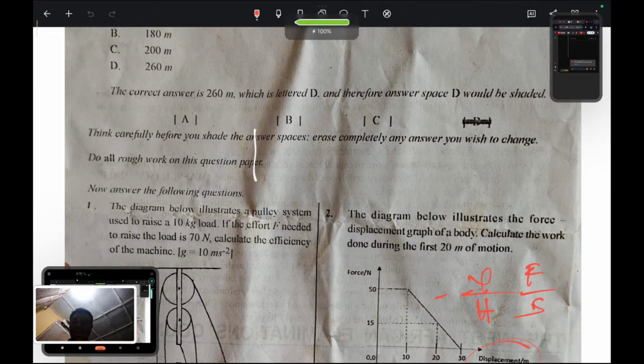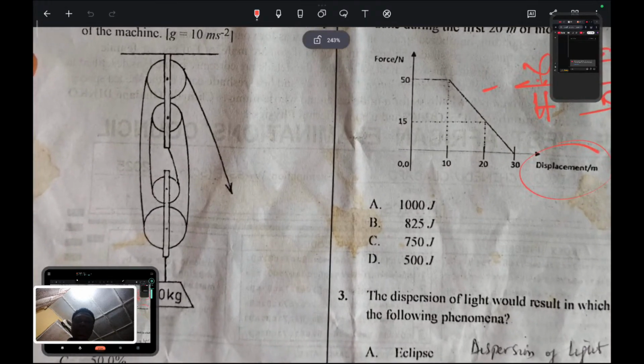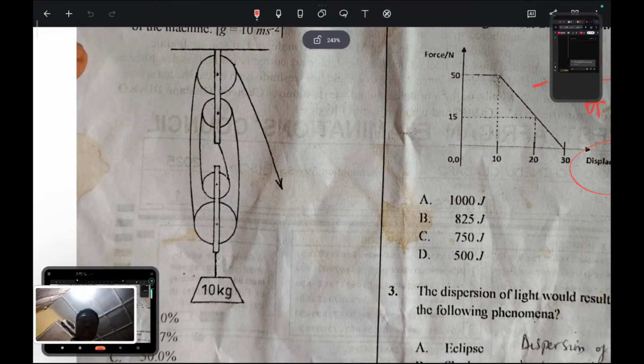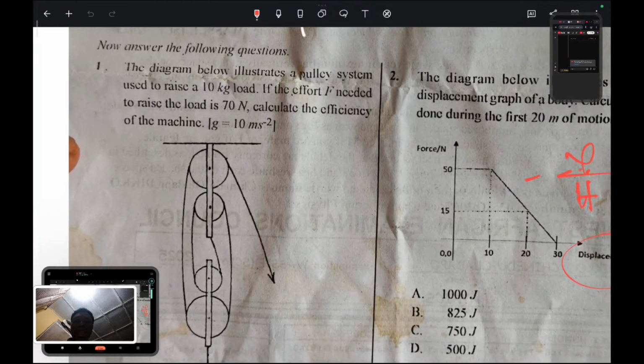So today we're going to be solving the question you are seeing being displayed. This is one of the past questions, and I told you guys we are going to solve this question today. So let's begin. This is question 1. The diagram below illustrates a pulley. Take note of the word pulley system, and this is under machines. It is used to raise a 10 kg load.